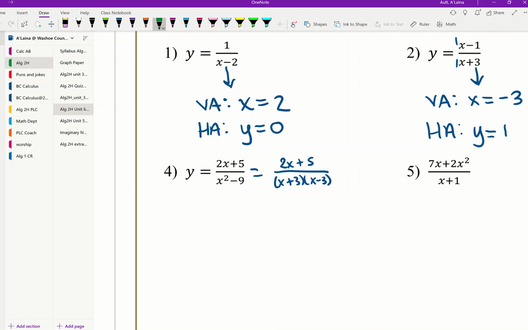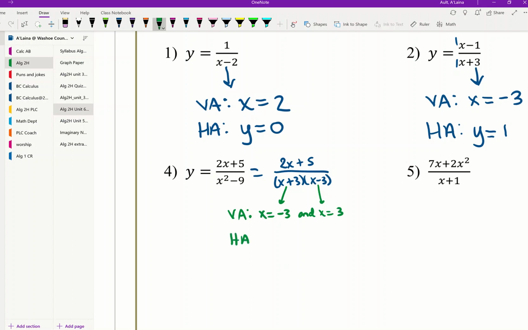But this one has 2 factors on the denominator. Each one of them will be a vertical asymptote. So this one has 2 vertical asymptotes, one at the line x equals -3 and one at the vertical line x equals +3.